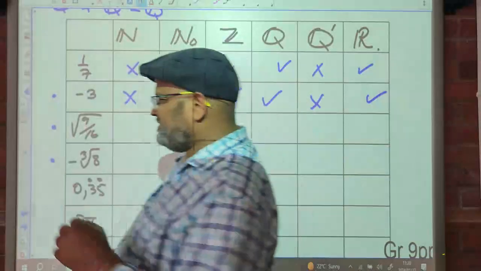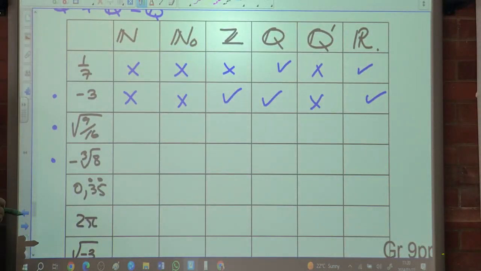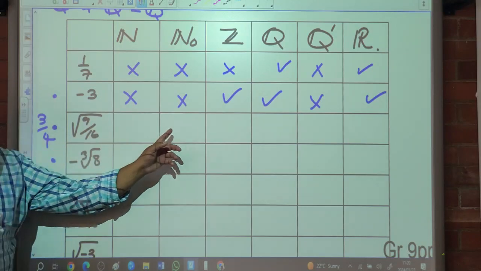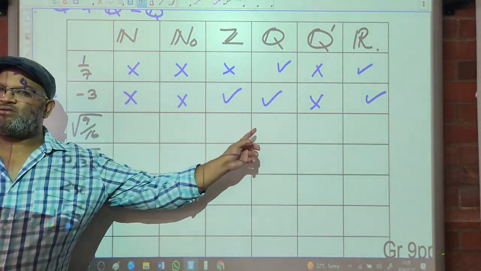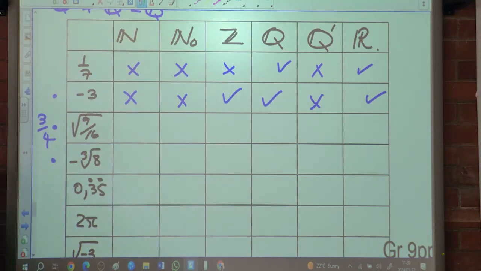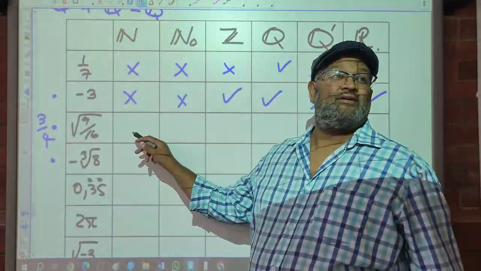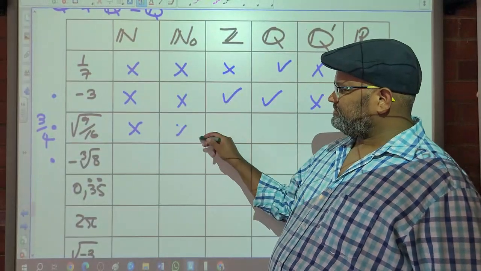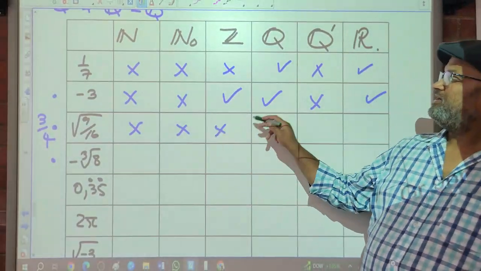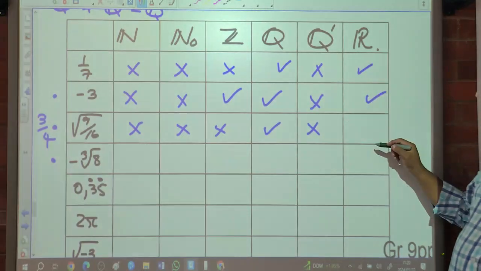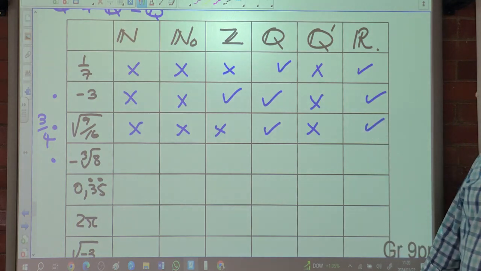Square root of 9 over 16. What does that simplify to be? 3 over 4. So we're going to test or tick the appropriate box with regards to 3 over 4. Guys understand? So is 3 over 4 natural, Michael? No? Is it a whole number? Is it an integer? No? Is it a rational number? Yes? Is it irrational? No? Is it real? Yes. Well done.